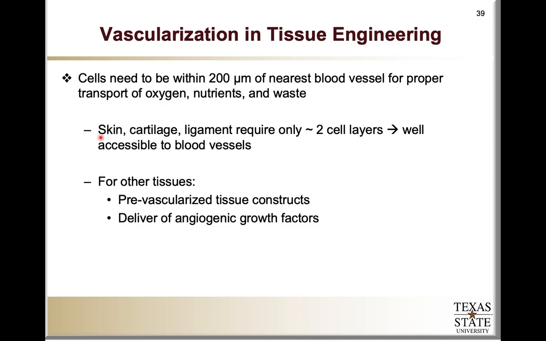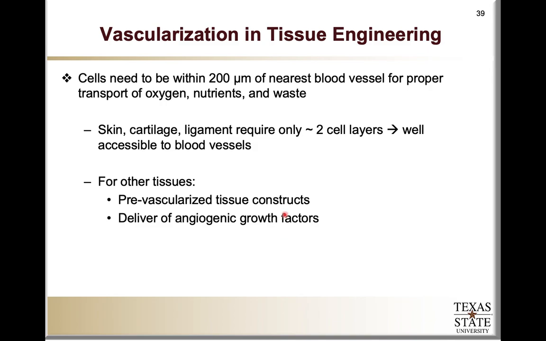Here what it's saying is that some tissues might be okay. We might not actually need to worry about vascularization. And that is something like skin or cartilage, which require about 2 cell layers. So that's thin enough for those cells to be able to access blood. On the other hand, pretty much any other tissue needs to either be prevascularized or it needs to deliver angiogenic growth factors in order to encourage blood vessel formation.